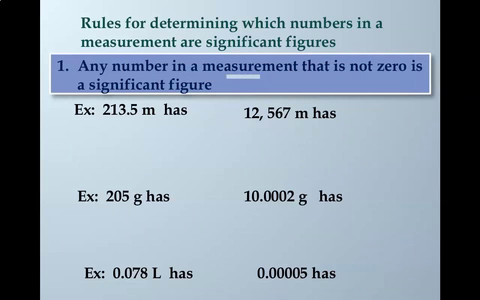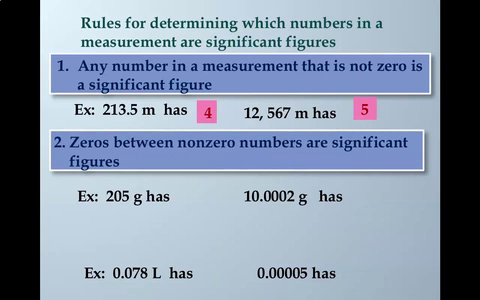All right, so the rules for determining which numbers in a measurement are significant figures. This first one is the easiest one. Any number that's not 0 counts as significant figures. So what we're doing here is just counting numbers. So 213.5, there are 4 numbers there, so it has 4 significant digits. 12,567 has 5 numbers there, so that's 5 significant digits. Okay, so that's the first rule, and that one's pretty straightforward. The rest of the rules have to do with the zeros.